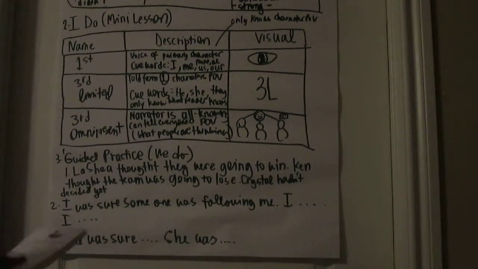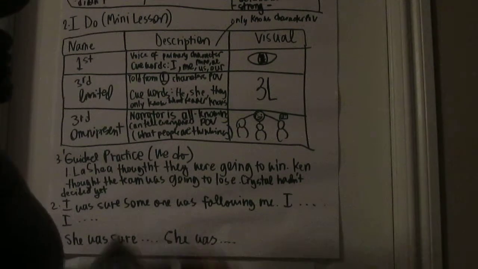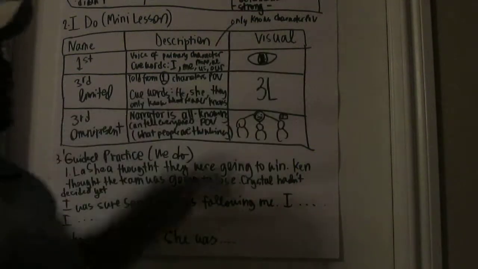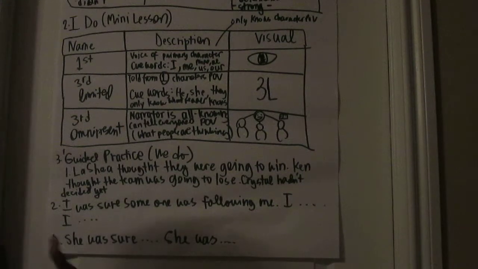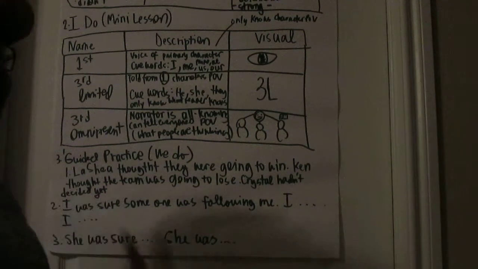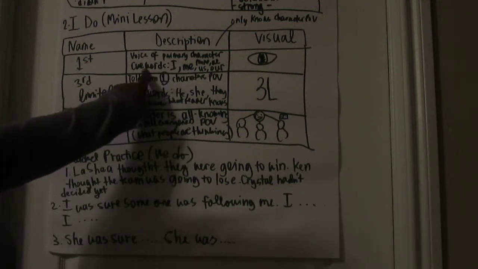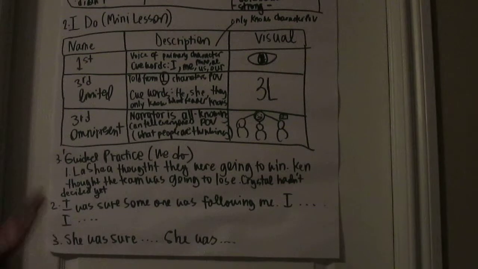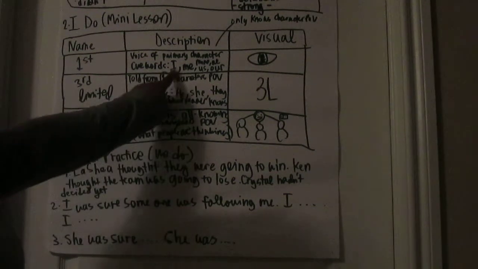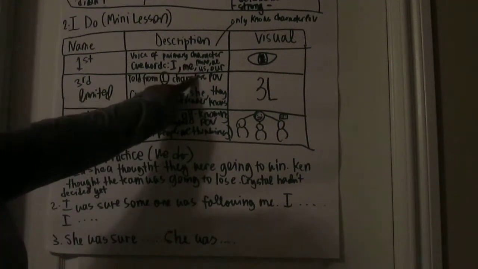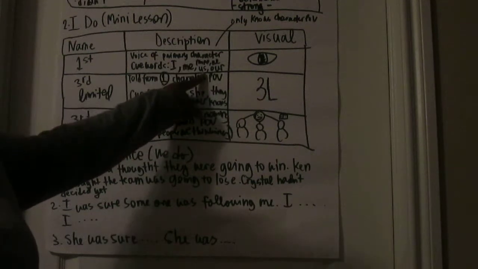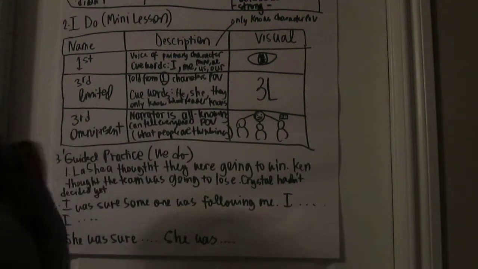Alright, so let's talk about first person point of view. In first person point of view, you have the voice of the primary character. That's the main character in the story. And you only know that character's point of view. Now, sometimes you're like, I don't know how I know that character's point of view. So you're going to be looking for some words in sentences. You're going to be looking for words like I, me, mine, us, we, are. All of those words involve I.